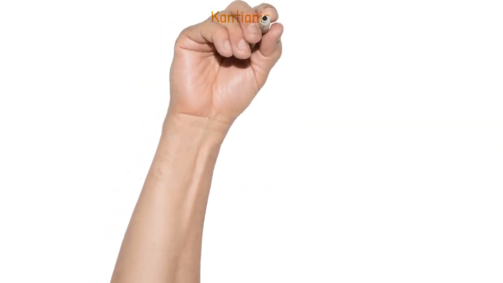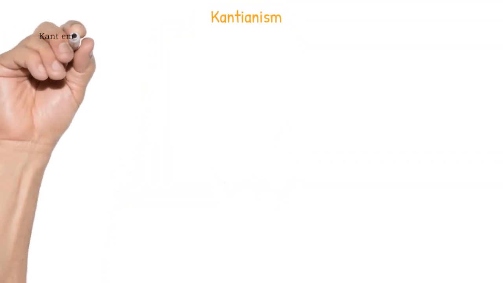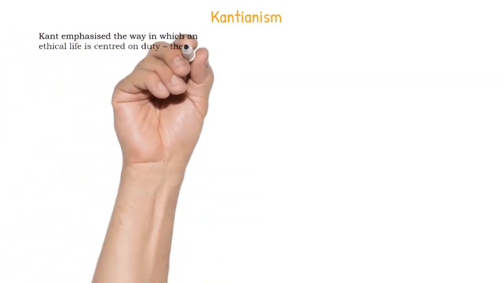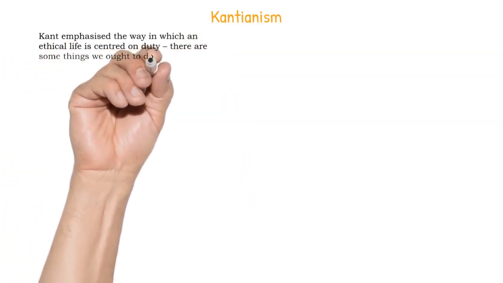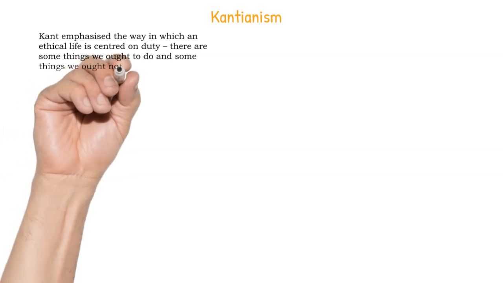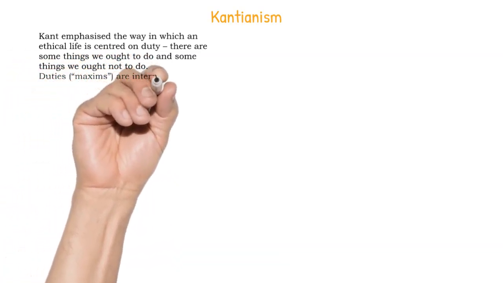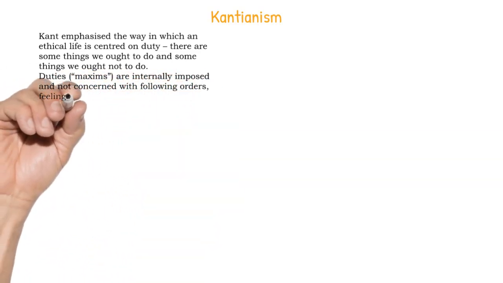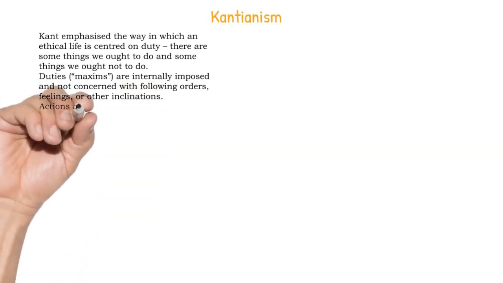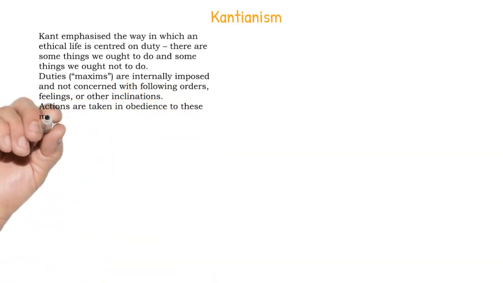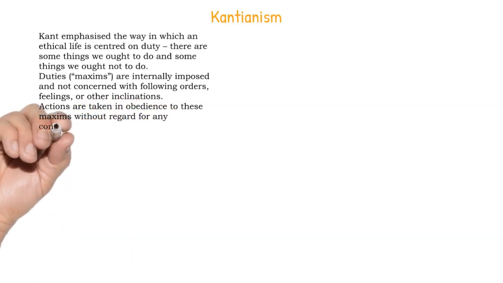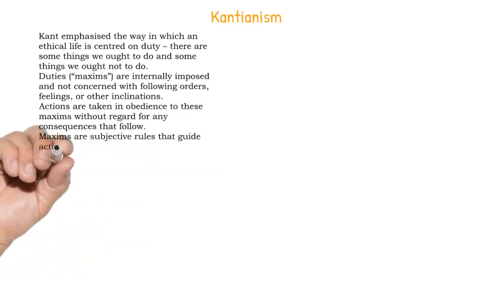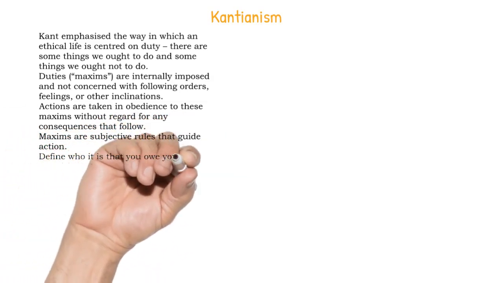Now we turn to our deontological theories, which, remember, were concerned with the rightness or wrongness of our actions regardless of the consequences. Firstly, we considered Kantianism. Kant emphasized the way in which an ethical life is centered on duty. There are some things we ought to do and some things we ought not to do. Duties, or maxims, as they were also called, are internally imposed and not concerned with following orders or feelings or other inclinations. Actions are taken in obedience to these maxims without regard for any consequences that follow. Maxims are subjective rules that guide action.